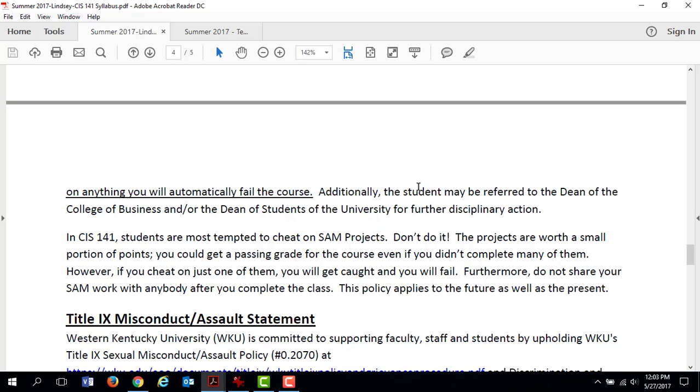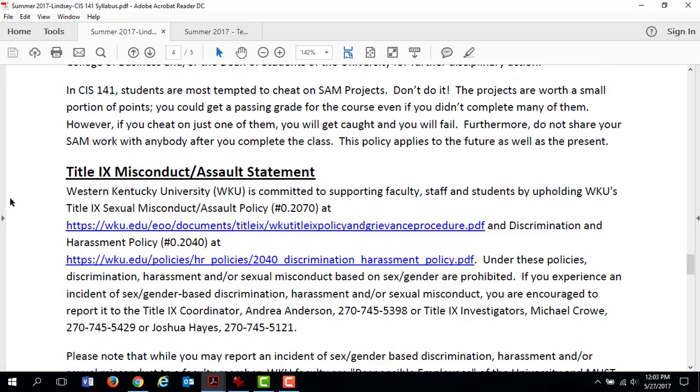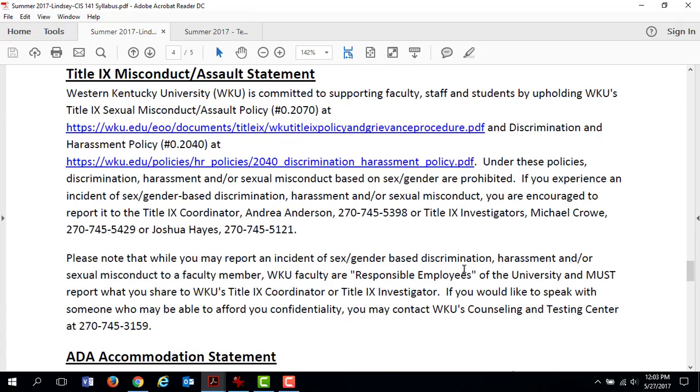Let's look at this next item, the Title IX statement. This is new. You should see this in every single syllabus that you see across campus. Again, the university is getting involved, as it rightfully should, in helping students if there is any sort of harassment going on. And this gives you information about how to deal with harassment if you're experiencing harassment or assault as a student. You can report that to me, or you can report that to the Center for Counseling and Testing.